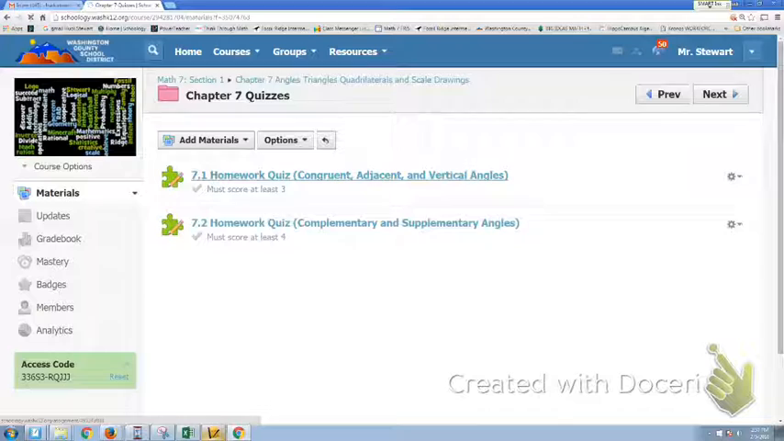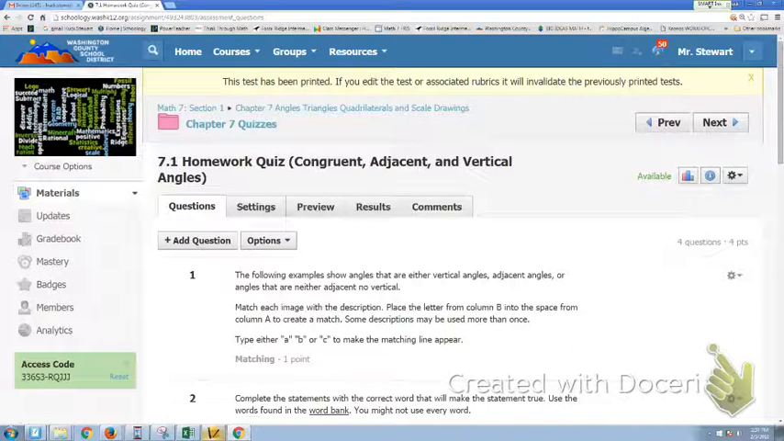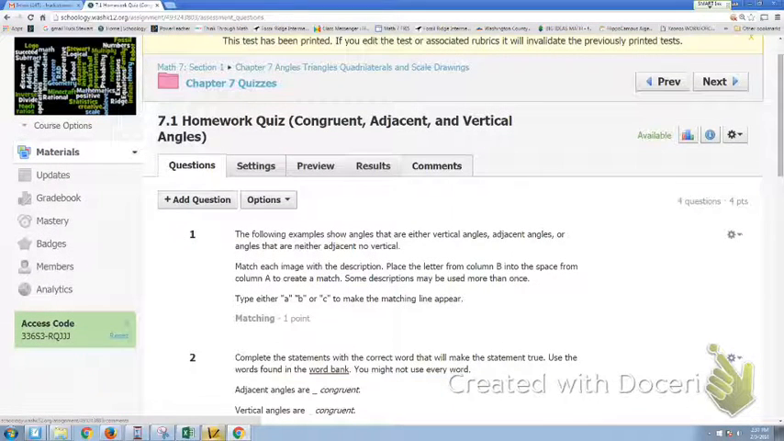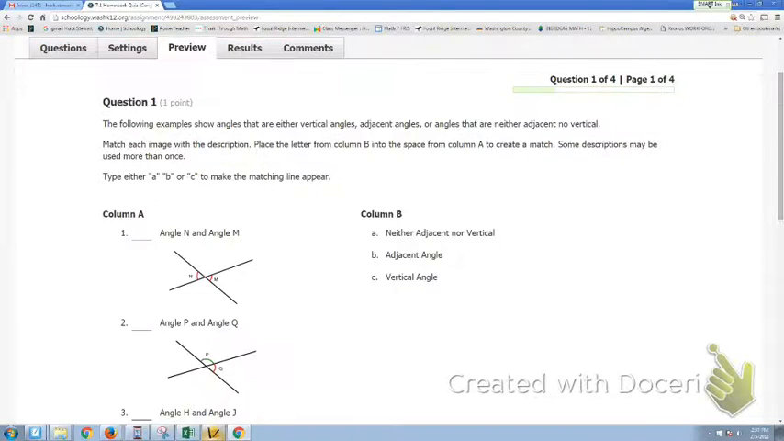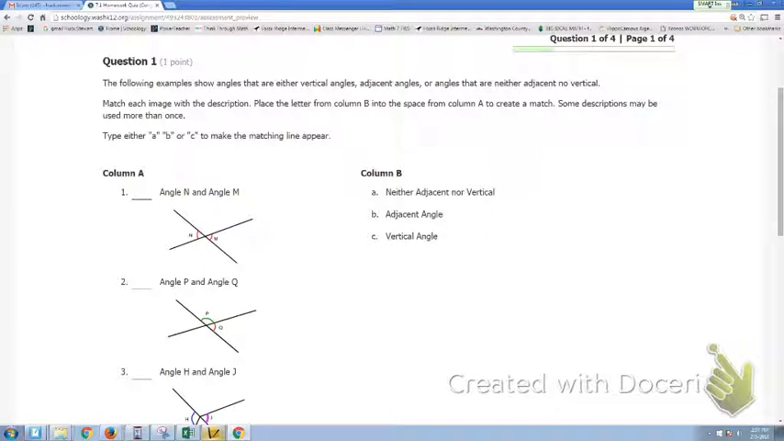The quiz we're going to go over today is the 7.1 quiz. This is a brand new unit, the first chapter in Unit 4, which is all about geometry. So we're going to go ahead and start the quiz and look at each question and just discuss things out loud.